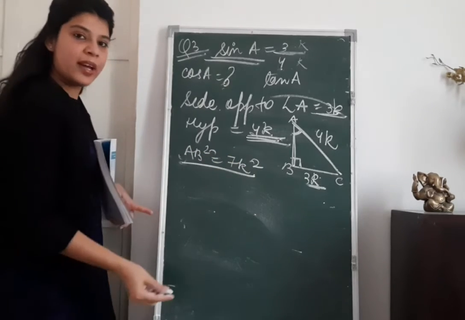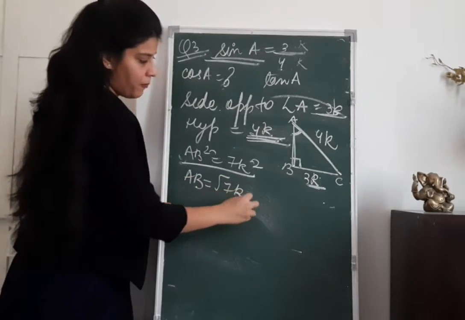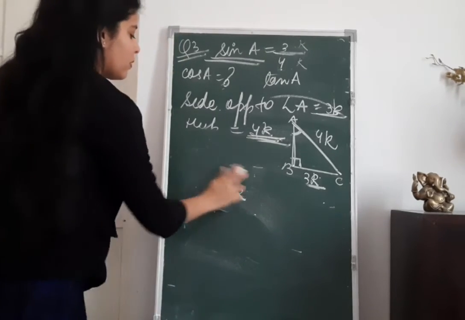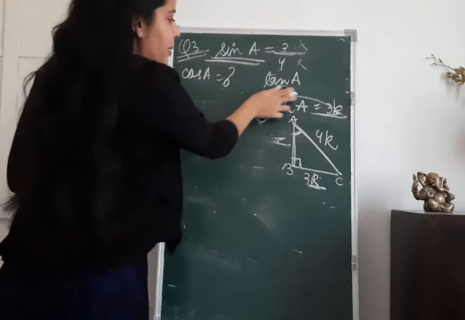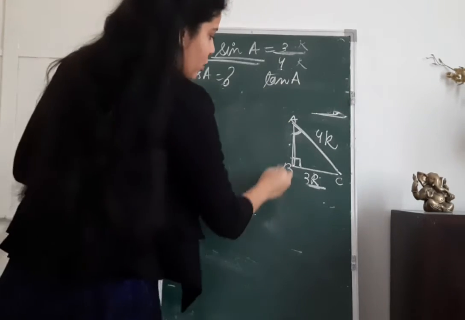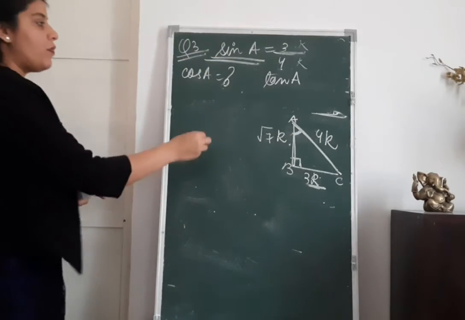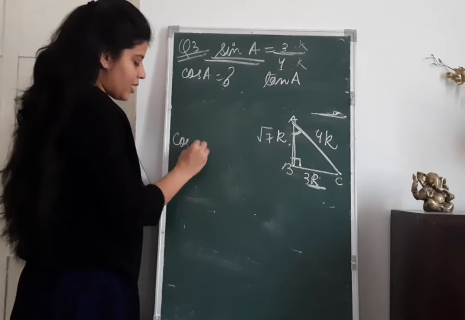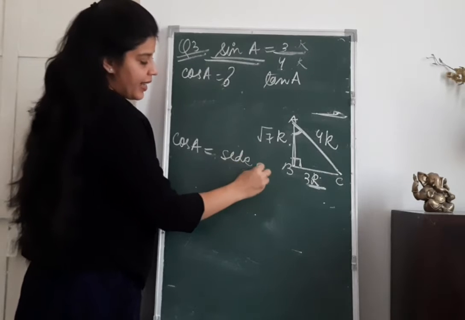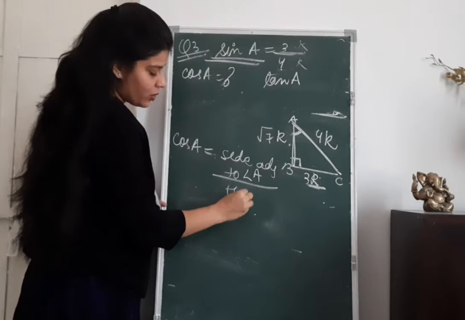So if I take square root on both the sides, will I get AB is equals to root 7k? Right? I will get this. So let me mention this in my triangle. AB is equals to root 7k. Now what I need to find out? I need to find out cos A. Cos A is equals to what? Side adjacent to angle A upon hypotenuse.